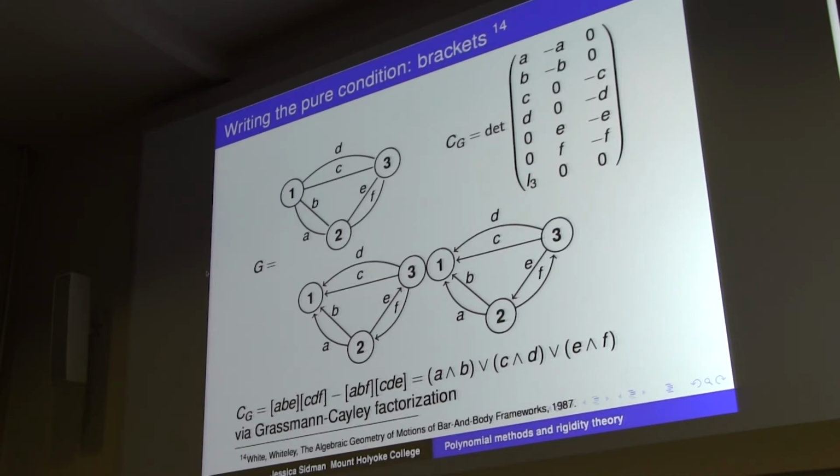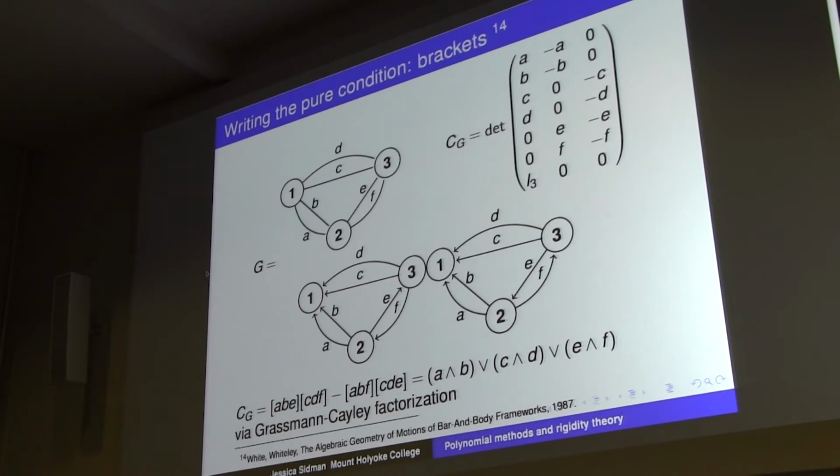Okay? So I get ABE minus ABE times CDF minus ABF times CDE, and that's my pure condition written as brackets. If you're someone who likes Grassmannians, you might say, hey, isn't that an element of the homogeneous coordinate ring of Grassmannian? Yes, it is.